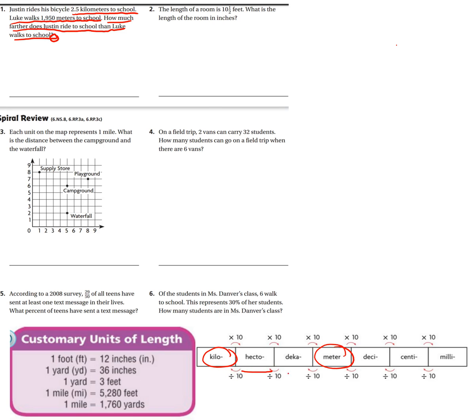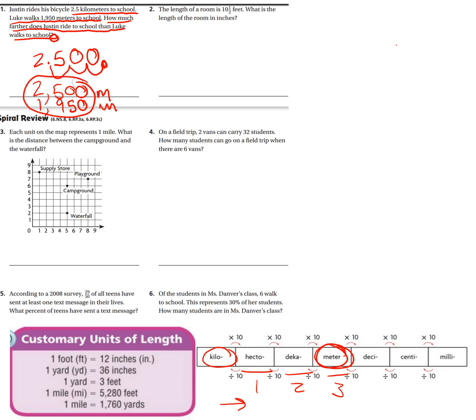So I have to go over 1, 2, 3, and I'm going to the right. So I take 2.5, I go over right 3, 1, 2, 3. Put my 2 zeros in because I had 2 spaces there. So Justin is going 2,500 meters, and Luke is going 1,950 meters.